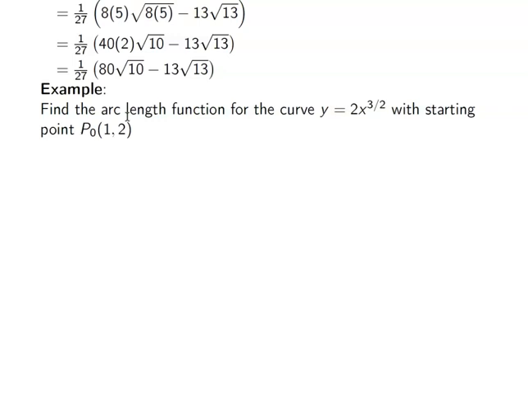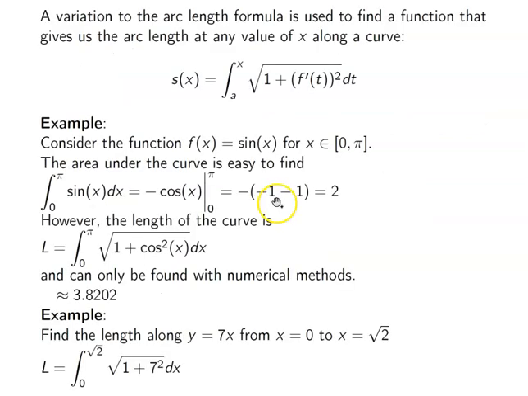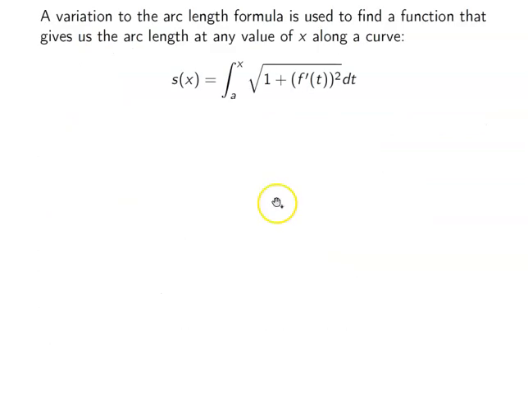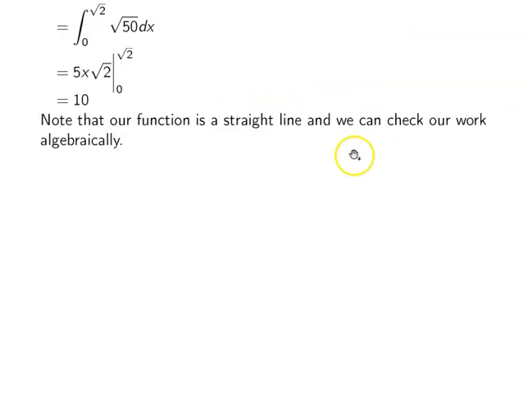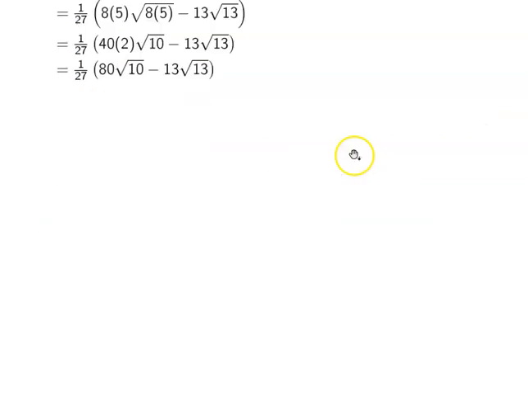So for an example, let's say that we find the arc length function for the curve y equals 2x to the 3/2 with a starting point of P naught 1, 2. Okay, so here we're finding the function. So we're coming back to what I described here, where we can find a formula for arc length of a curve, no matter what endpoint we want. Okay, so that's basically what we're doing here.